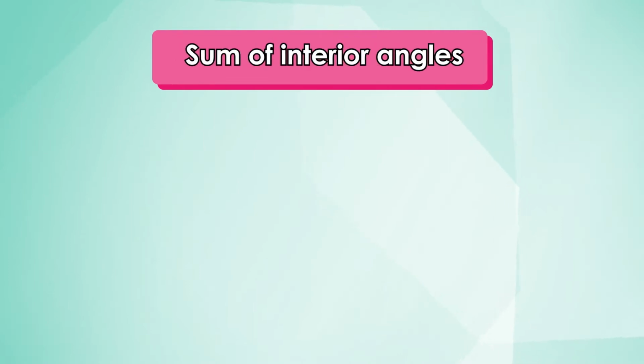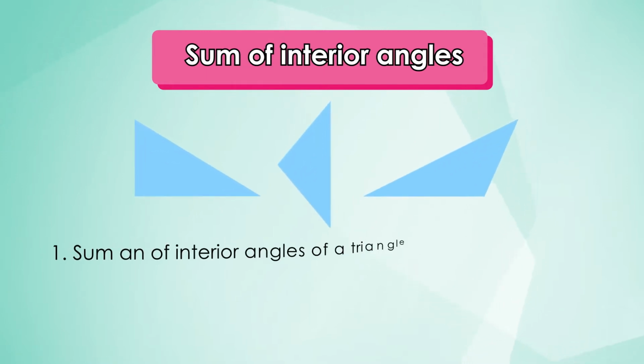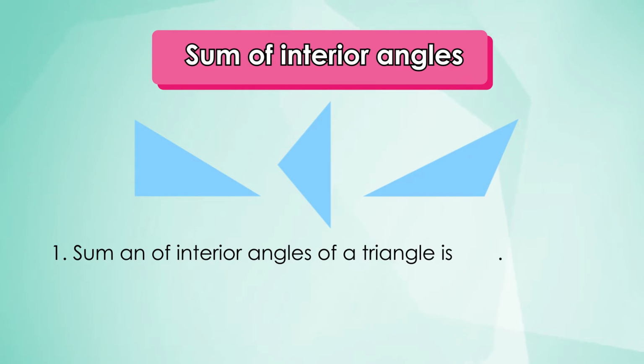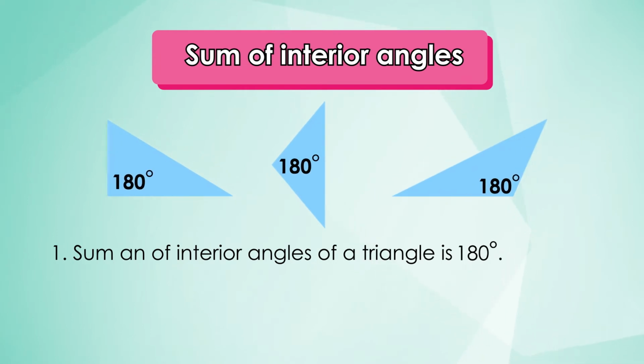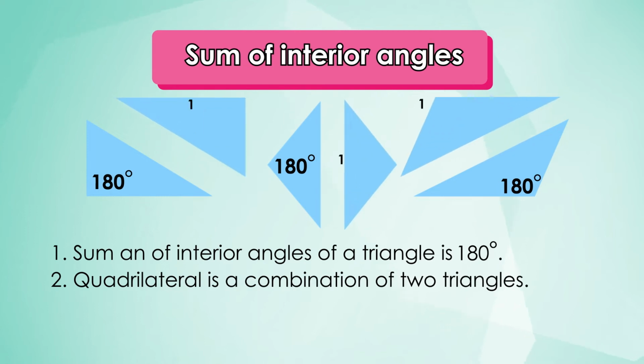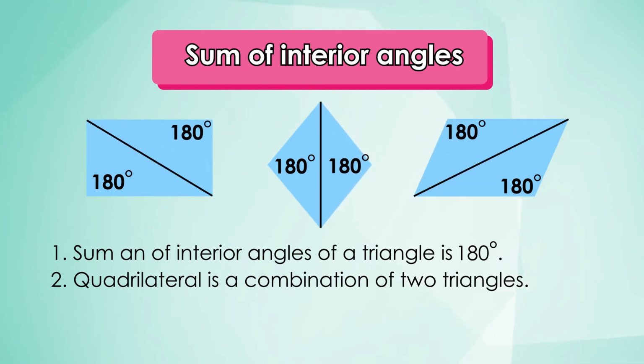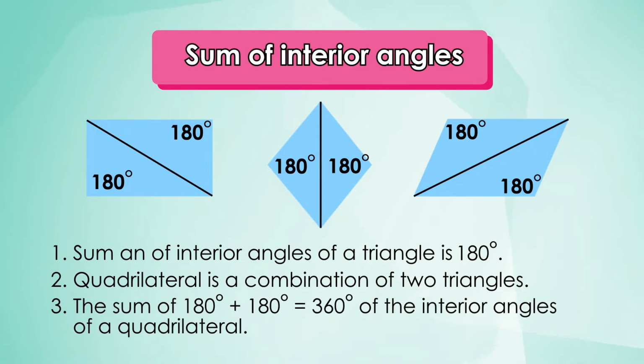An interior angle is an angle inside a shape. In our previous lesson, we learned that the sum of interior angles of a triangle is 180 degrees. The quadrilateral is a combination of 2 triangles. Because there are 2 triangles in a quadrilateral, we can conclude that the sum of interior angles of a quadrilateral is 360 degrees. Let's look at the next screen.